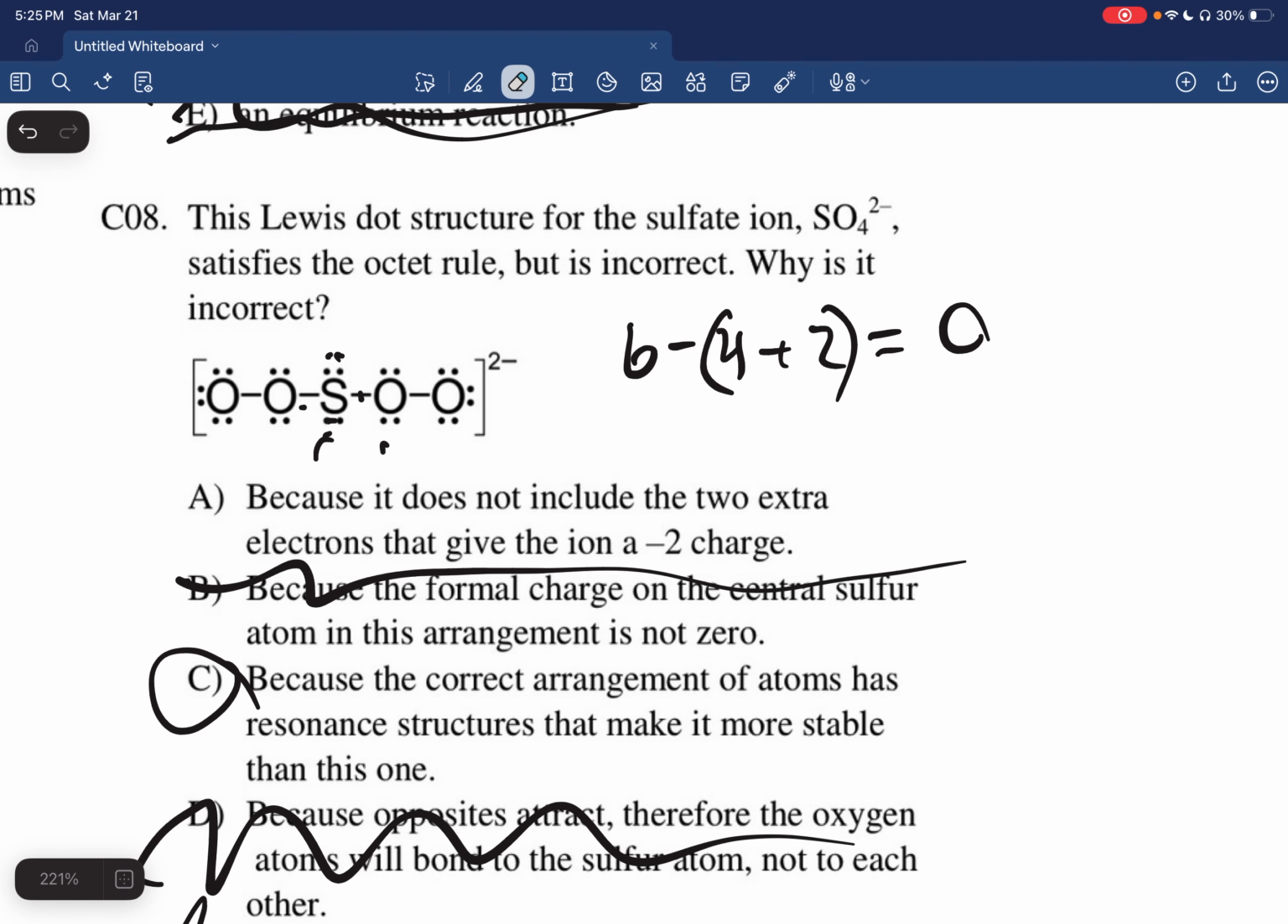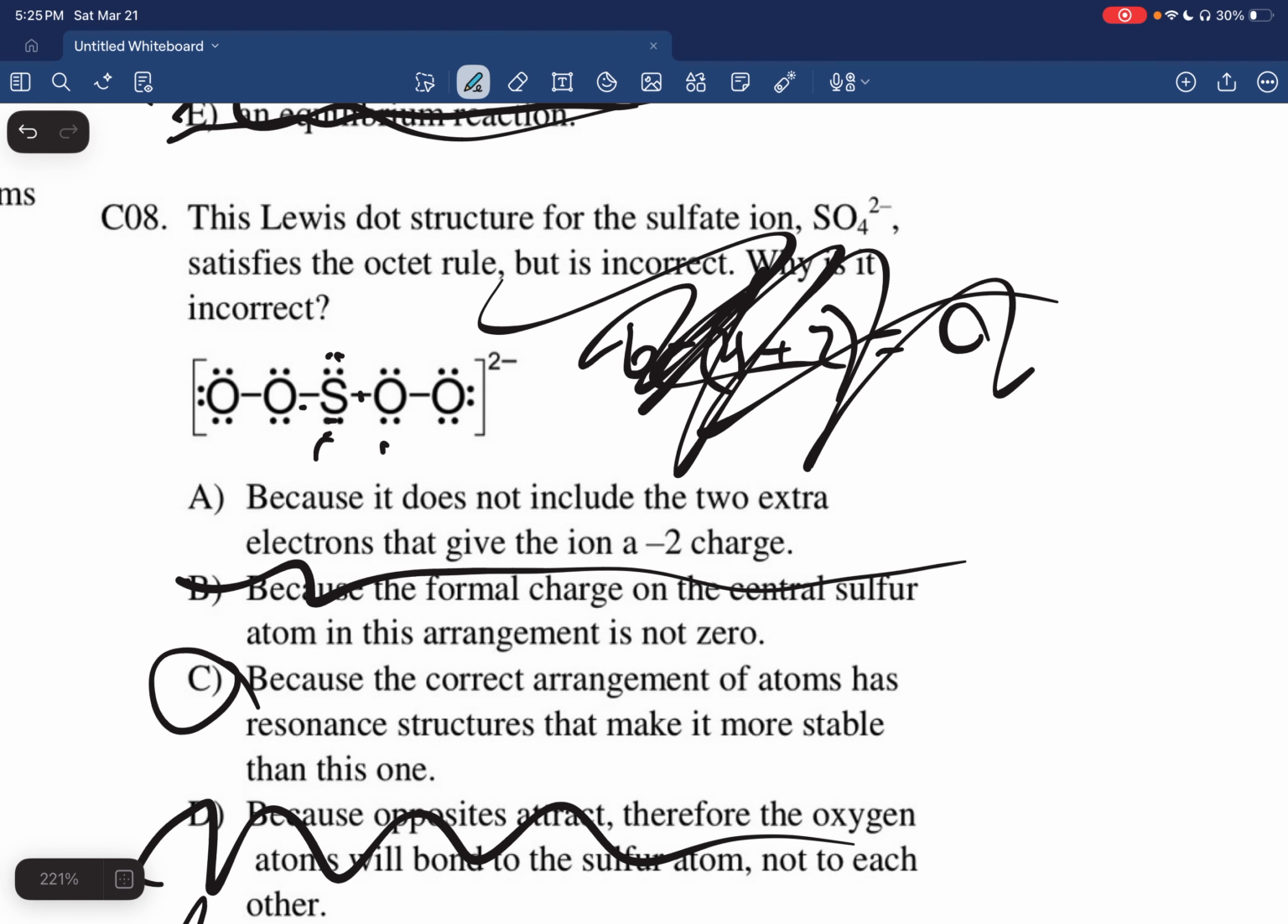And then A says because it does not include the 2 extra electrons that give the ion a negative 2 charge. Well, can this go away? Guess not.